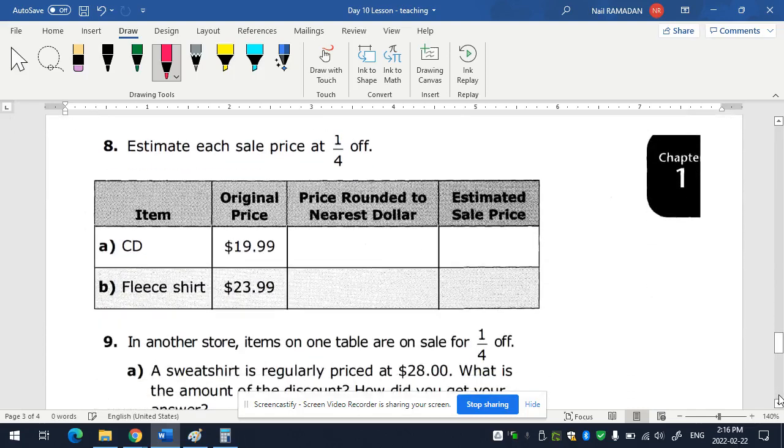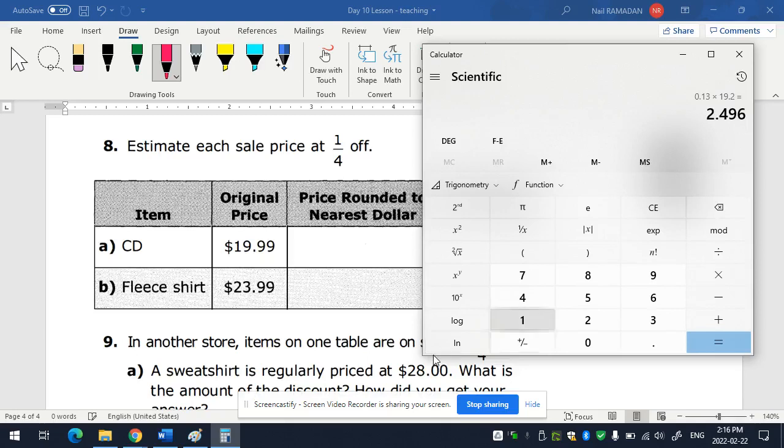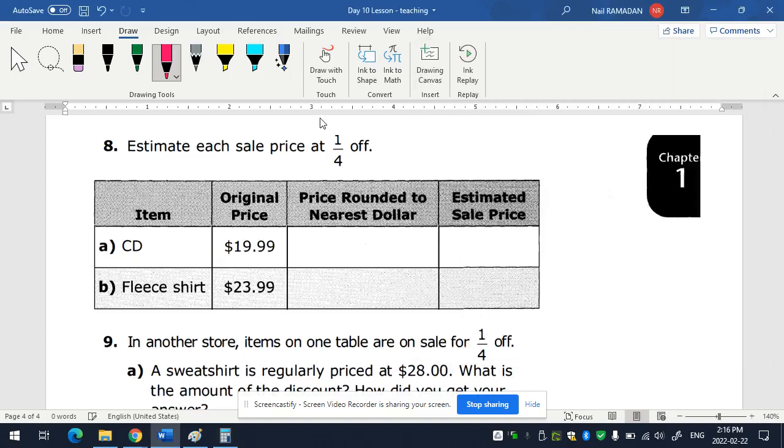Estimate each sale price at how much off? We don't really want it as 1/4. We want it as a percent. Look everyone, this is how you go reverse. You just divide 1 divided by 4. But is that in percentage or a decimal? It's easy to see how it's going to become a percentage. It's just 25%. So I want you to say this is 25%.